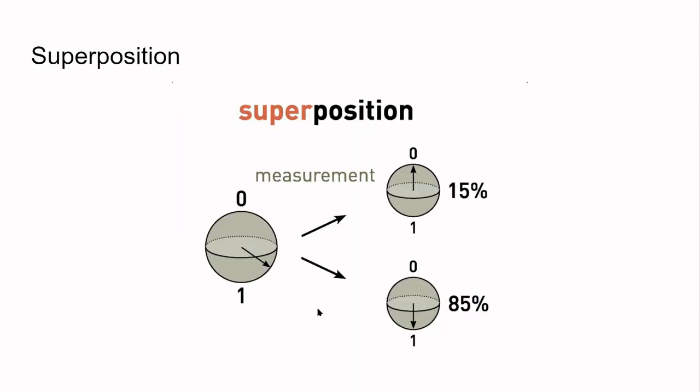So let's talk more about superposition. Now here's where quantum mechanics come in. Superposition is a special quantum property that allows qubits to exist in multiple states at once. It's as if a coin can be both heads and tails at the same time. In fact, it's a mix of both, that is, until we observe or measure it.